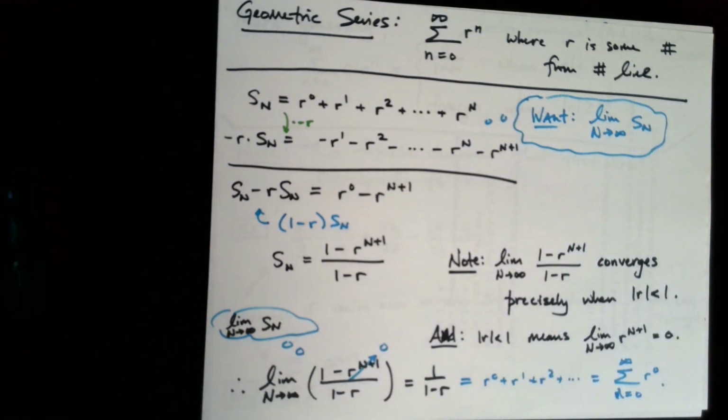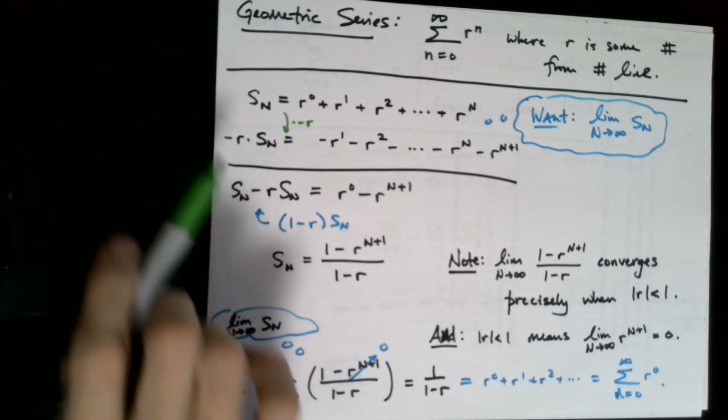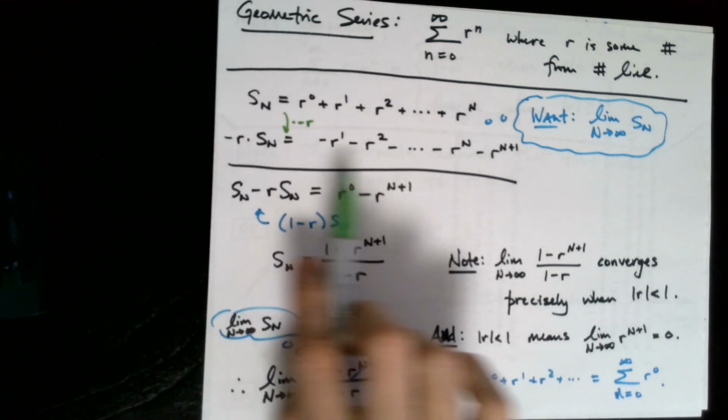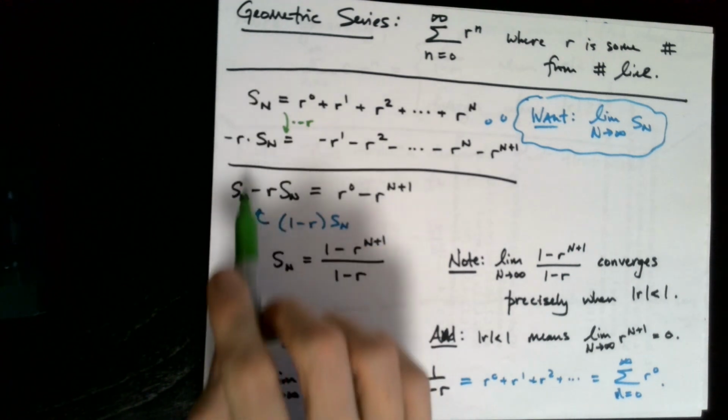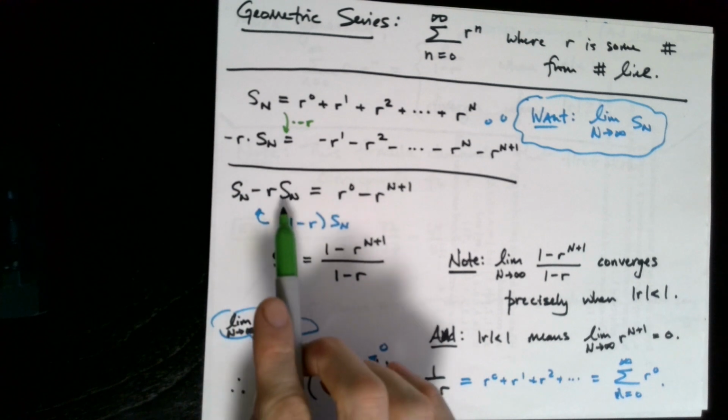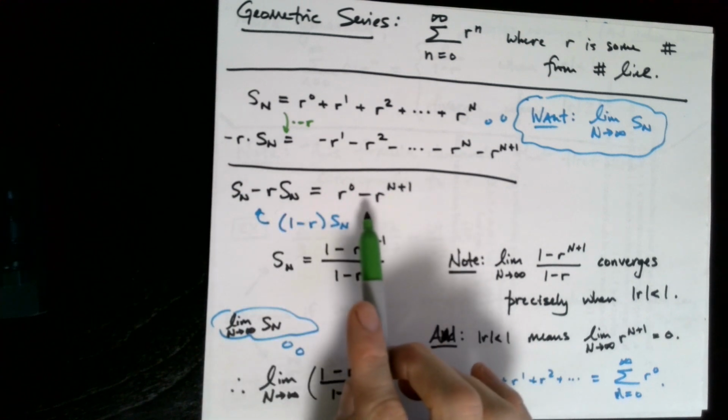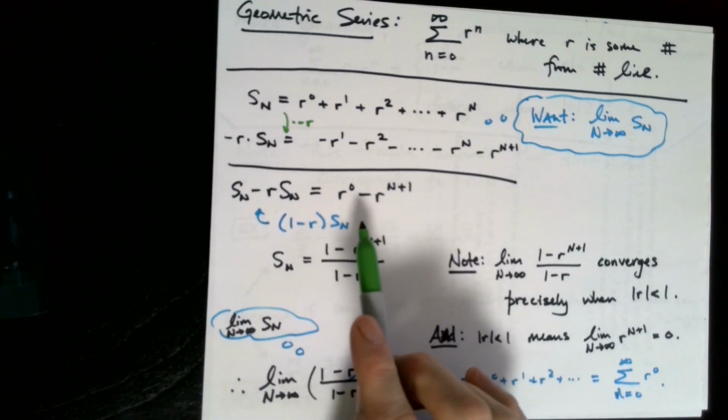Now, what's interesting about this, and why this multiplication by minus r was convenient for us, is we can now add up left-hand sides and right-hand sides, because we have equal things on line 1 and equal things on line 2. And if you add equal things to equal things, you'll get equal things back in return. So on the left-hand side, we'll get Sn minus r Sn.